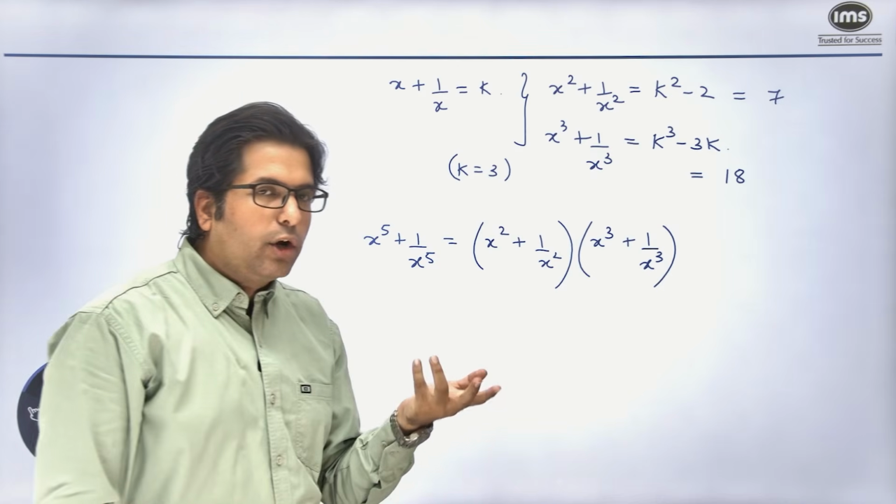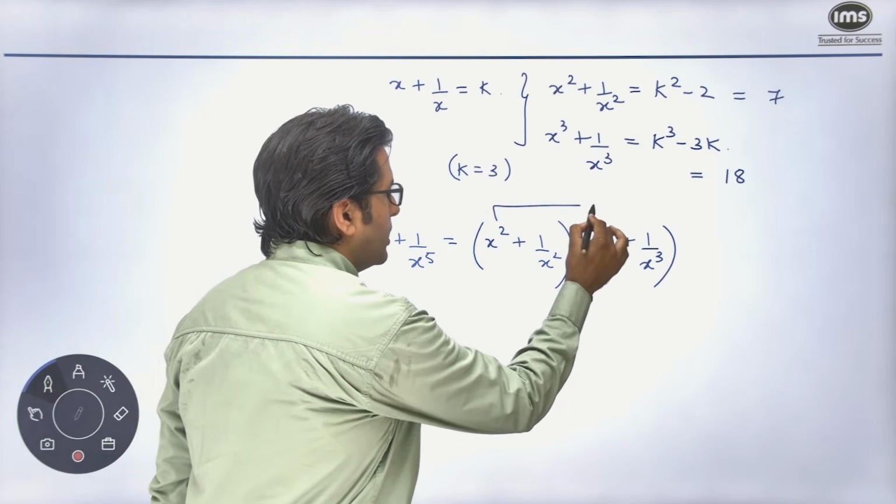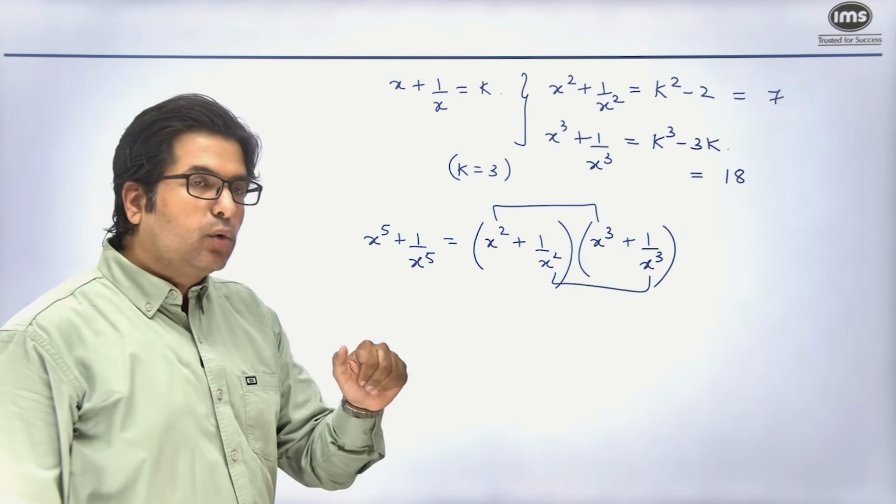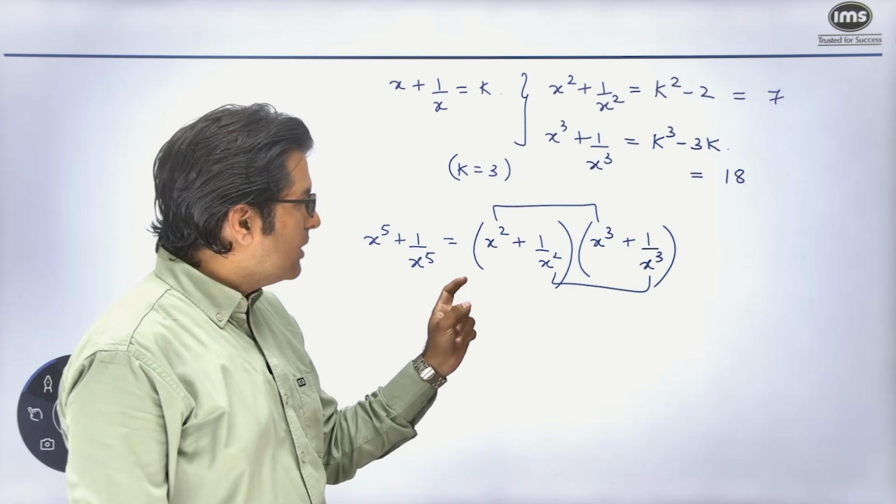If we multiply, there are going to be 4 terms. What are the 4 terms? The two terms that we want, x to the power 5 plus 1 upon x to the power 5. What are the other two terms? The other two terms are pretty straightforward.